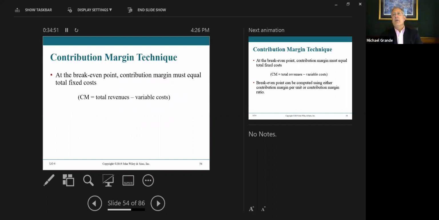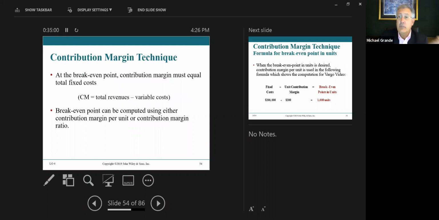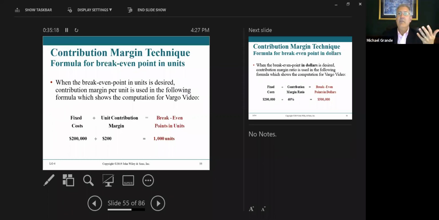So at the break-even point, contribution margin must equal total fixed costs. Contribution margin must equal total fixed costs. So contribution margin equals total revenues minus variable costs. Break-even point can be computed using either contribution margin per unit or contribution margin ratio. So when break-even point in units is desired, this is BEP units, contribution margin per unit is used in the following formula. So we have fixed cost divided by contribution margin per unit.